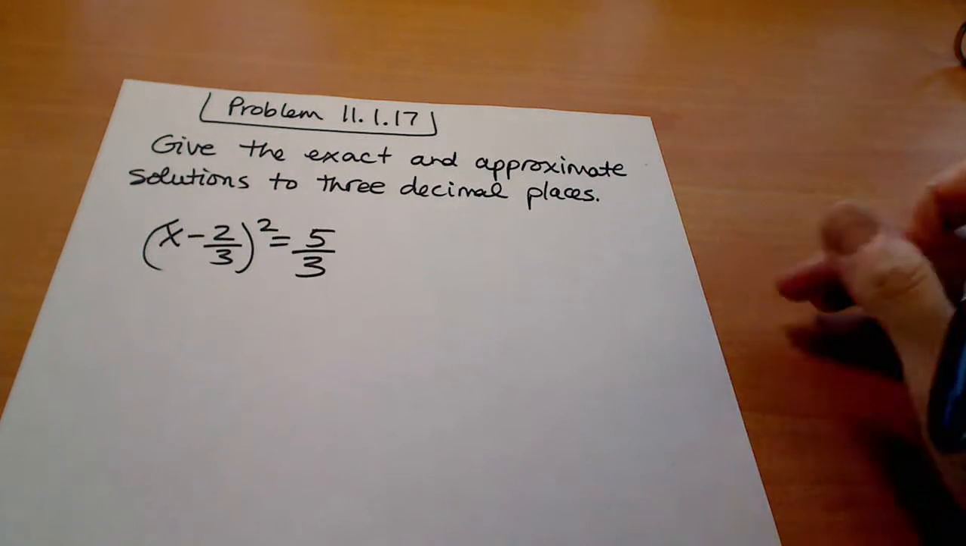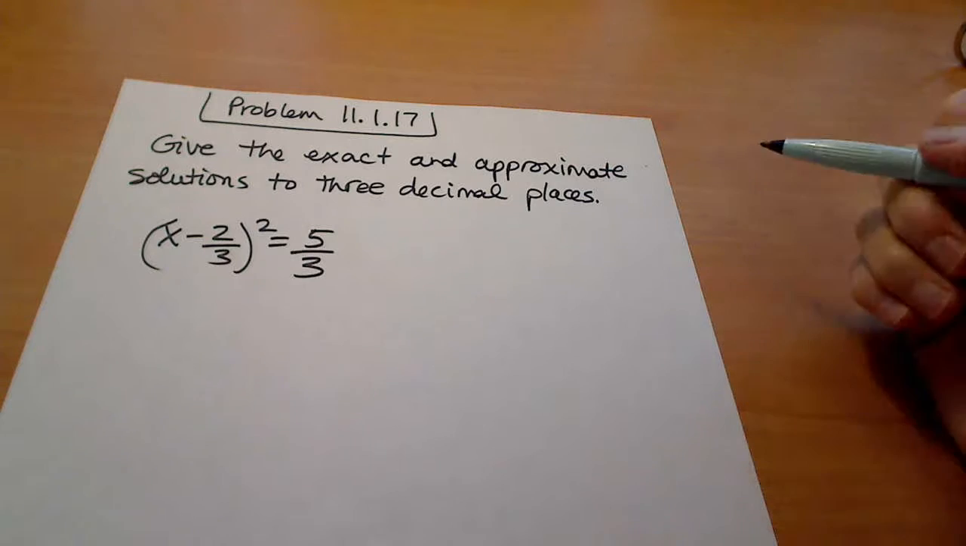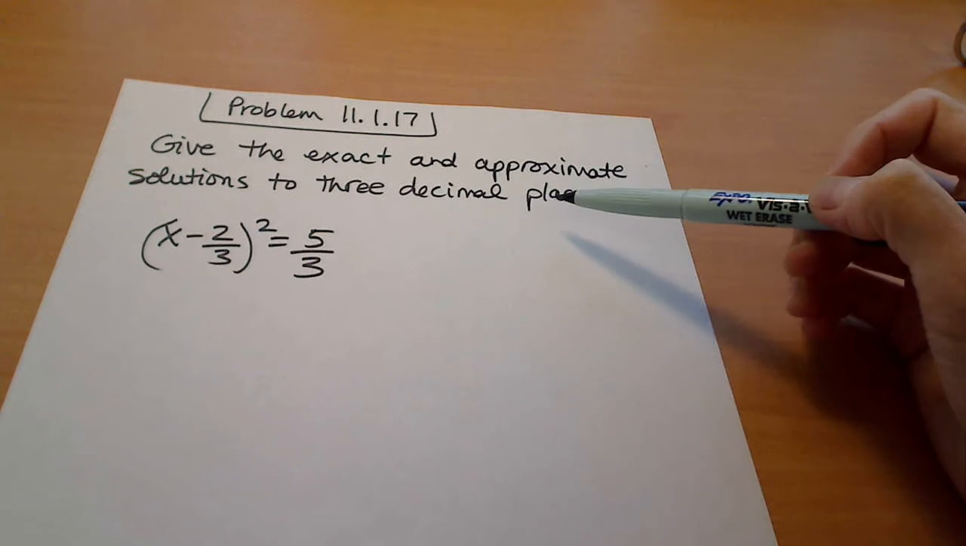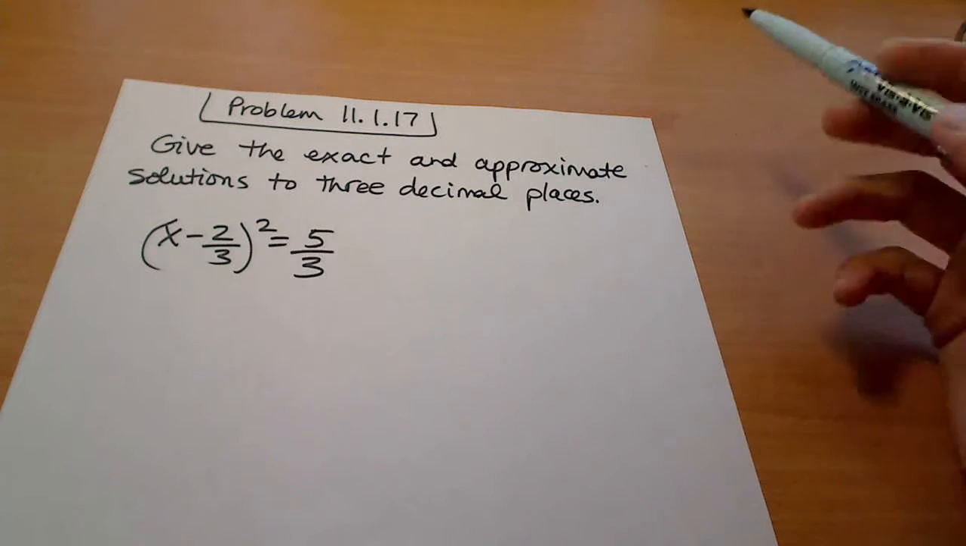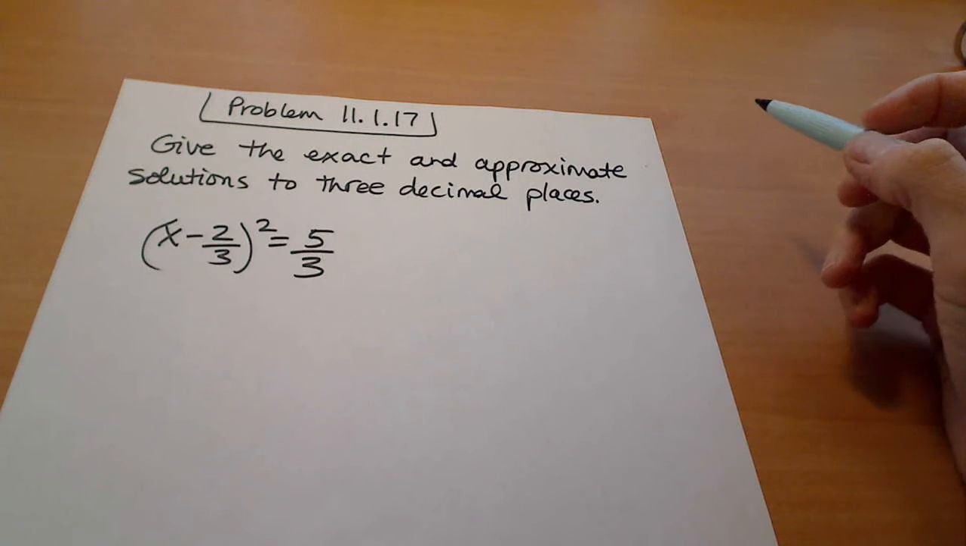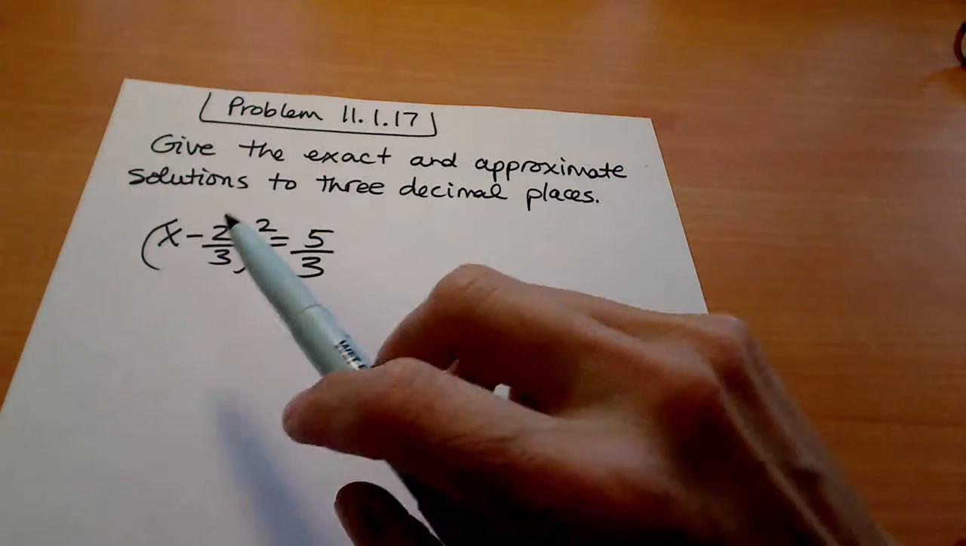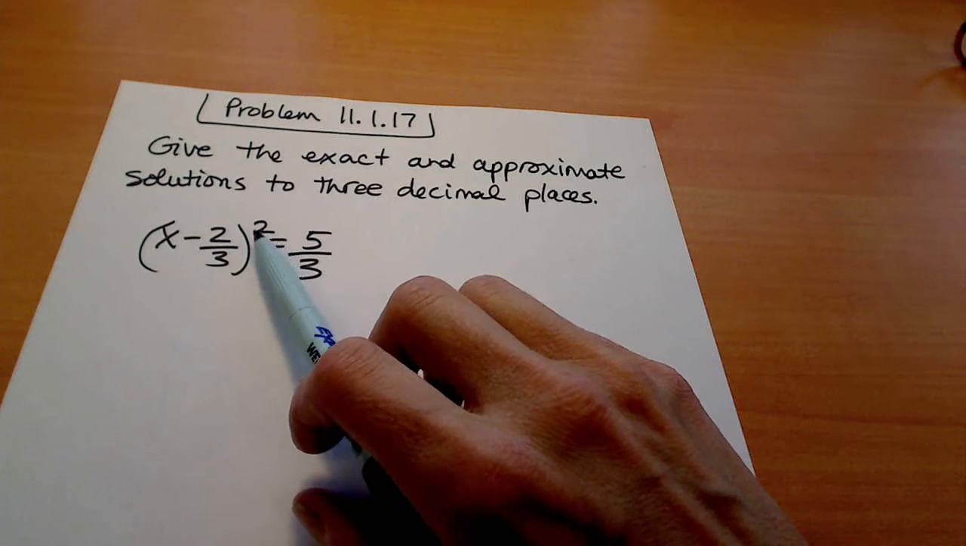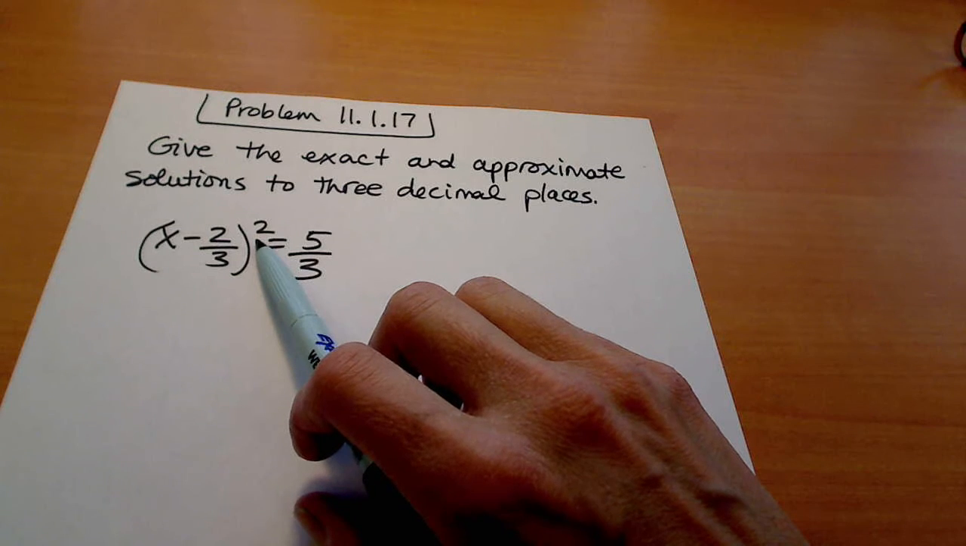Right, so this is problem 11.1.17, and they're asking us to give the exact and the approximate solutions to 3 decimal places. So they actually want both types of solutions. So we're solving here, and x is on the inside of the parentheses, and the parentheses have a square on them, so we can use a square root to remove this square.